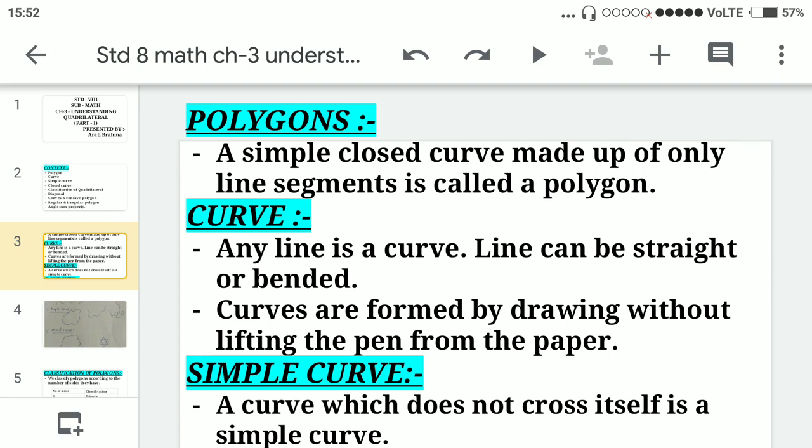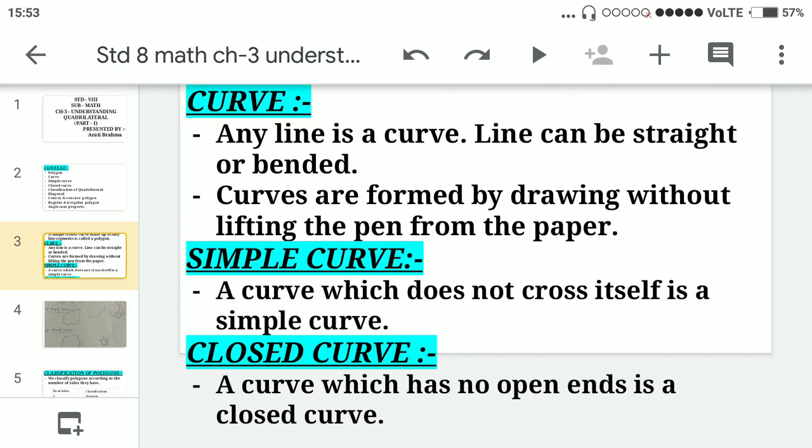So in this statement, it is given simple closed curve. Let's begin with curve. What do you mean by curve? Any line is a curve. A line can be straight or bent. That means any line, whether it is straight, bent or curly, doesn't matter, is known as a curve. Curves are formed by drawing without lifting the pen from the paper. That means once you have started the curve, it should end at the end of the curve only. We cannot lift our pen from the paper.